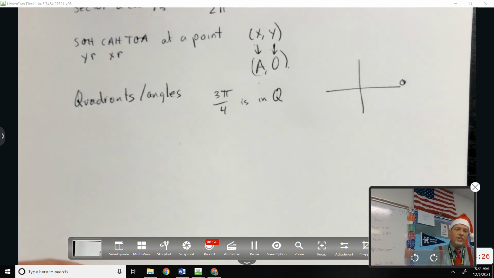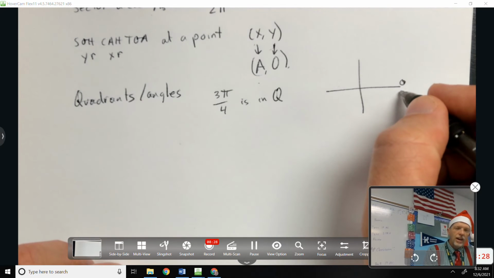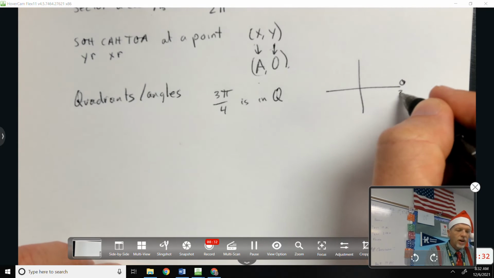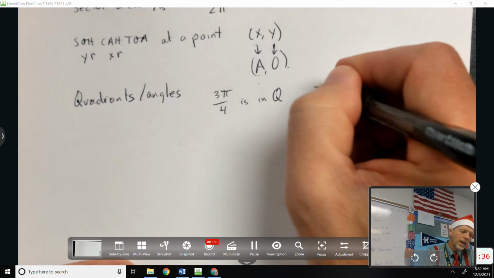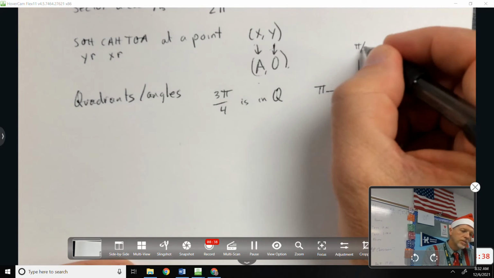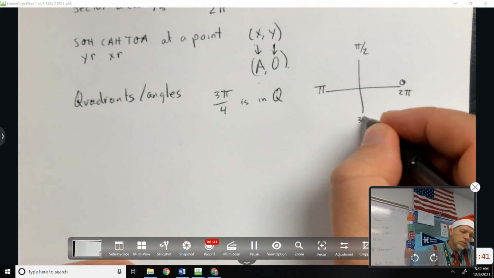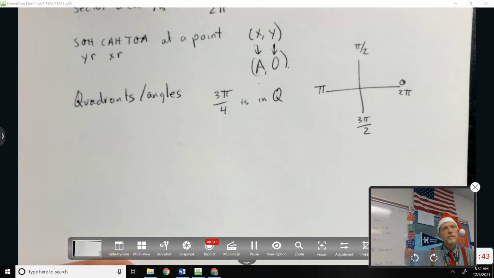You don't memorize all of those. Literally just, what's all the way around in radians? 2 pi. And then you kind of start backing up from there. Halfway around would be pi. Half of that's pi over 2. 3 pi over 2. We can stop there for this question.